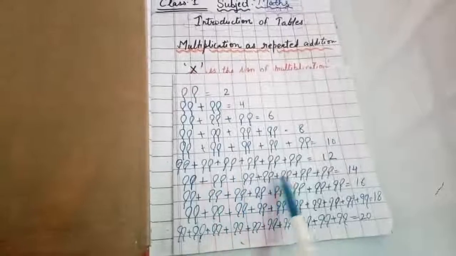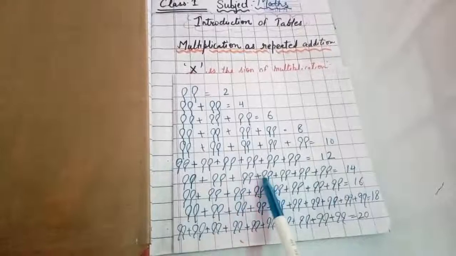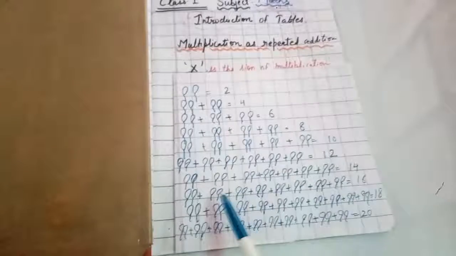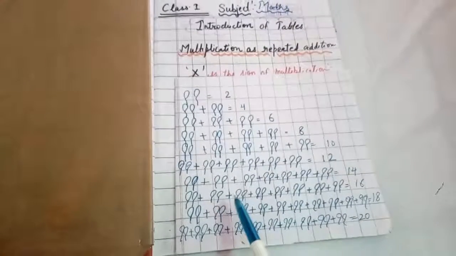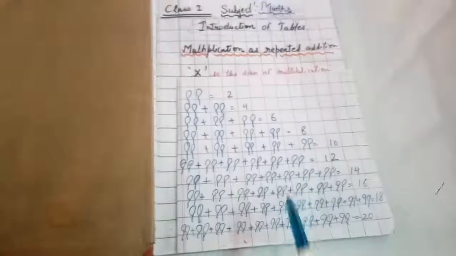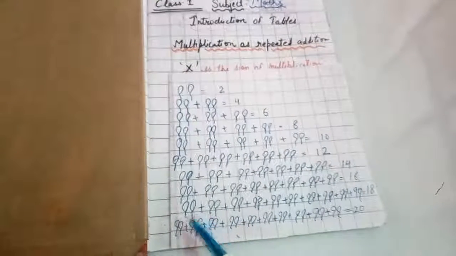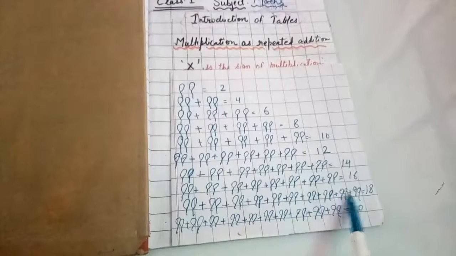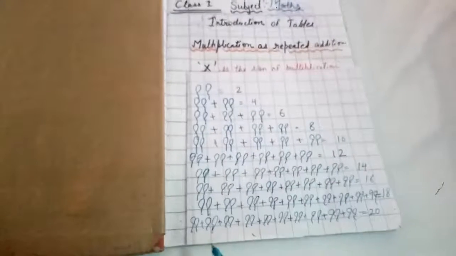Now how many balloons are there? 14 balloons. Let's count: 1, 2, 3, 4, 5, 6, 7, 8, 9, 10, 11, 12, 13, 14 balloons. Now come to the next balloon. These are a total of 16 balloons, with 2 balloons in each group. Now come to the next one. How many balloons are there? Let's count. 1, 2, 3, 4 up to 17, 18. How many? 18 balloons. Okay. So 18 balloons in groups of 2.